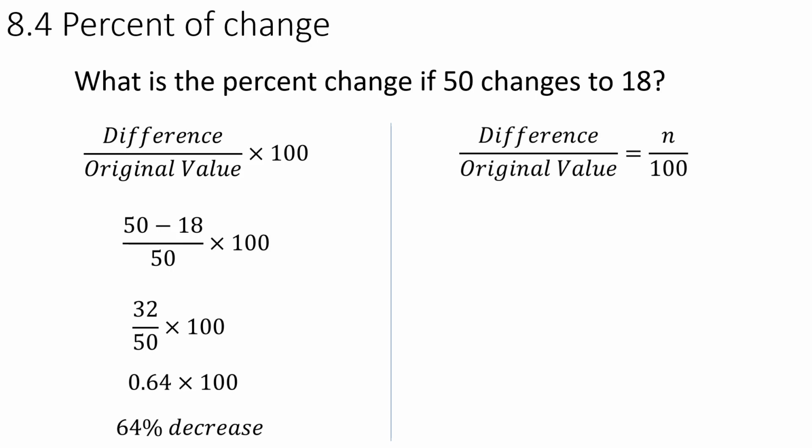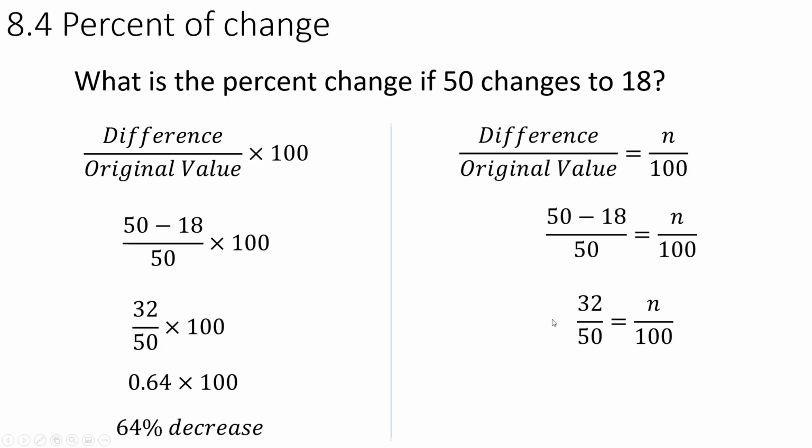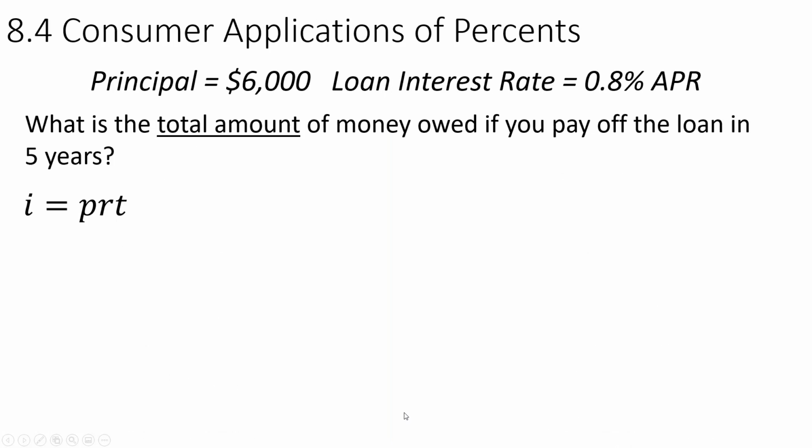You could have done difference over original equals blank over 100, and you could have treated it like a proportion. So same thing pretty much, except now you're doing 100 times 32 divided by 50. You still get the same thing. Moving on.